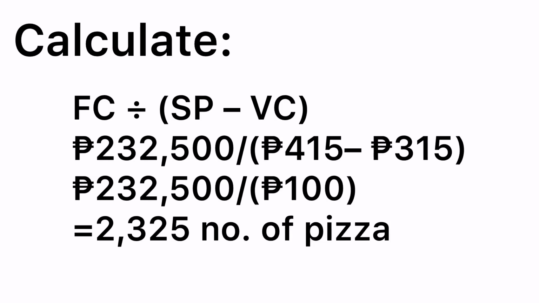We can now calculate the break-even point by dividing the 232,500 by the 100. This means that ABC restaurant needs to sell just over 2,325 of the pizza in a month to reach the break-even point.